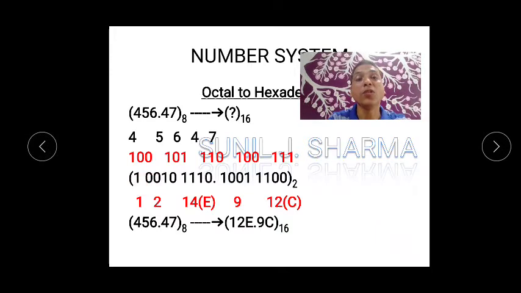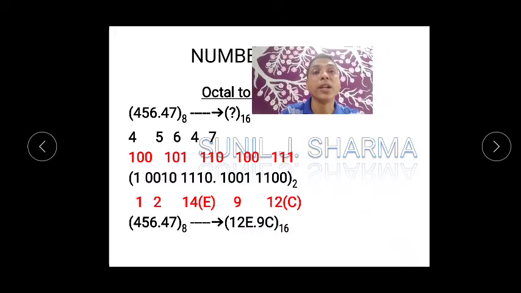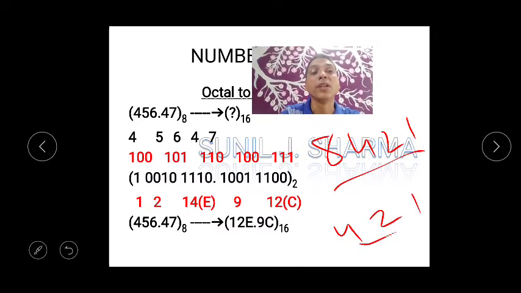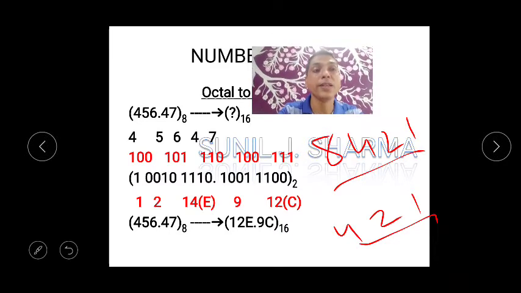Okay, but here you have to write on the left hand side. So that's why this is 1, this is 2, this is again E. Now this is nothing but 9 and this is nothing but 12, that is C. So your final answer will be 12E9C. Those who have followed that trick, that is the 8421 method and 421 method, they can easily understand how to change binary to octal and how to change it to hexa.